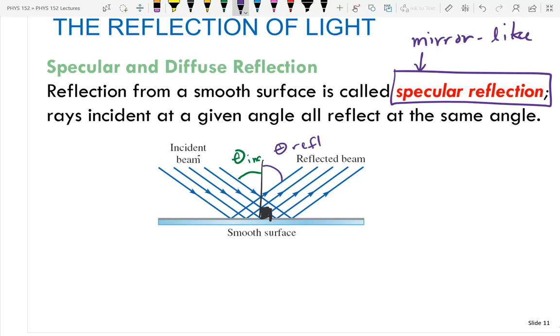And you may think, why is it so important that we have that definition? With reflection, it turns out that it wouldn't be a problem. With refraction, it is. So we have to make sure we do it a consistent way so we don't make mistakes. So always measure the angles from the surface normal to the incident ray, from the surface normal to the reflected ray. And the law of reflections is very simple.